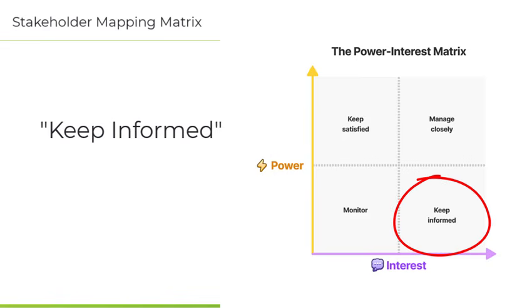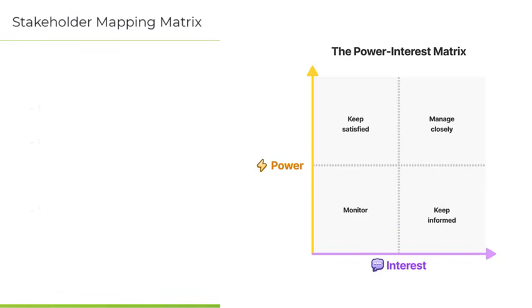And finally then is keep informed, and these people have low power but high interest. So this group of people and individuals will require a high level of communication at all stages, whether it be through emails, verbal communication, or even group meetings. Ensuring all these individuals have full awareness and understanding of your plans will be key to managing any forms of future resistance.